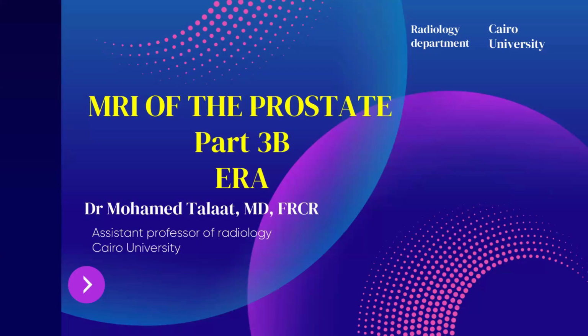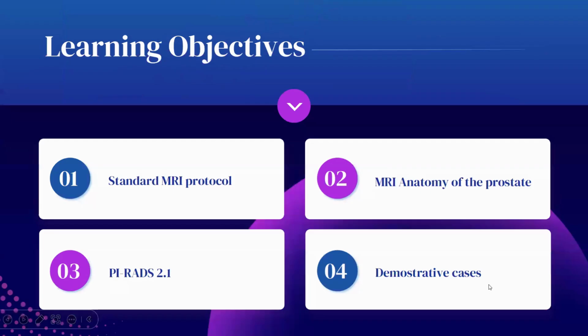Today, inshallah, we have the third part, 3B, of our course, MRI of the prostate. In the last sessions, we discussed the standard MRI protocol and the second part, MRI anatomy of the prostate. In part 3A, we started to focus on the peripheral zone lesions. Today, inshallah, we will focus on the transitional zone, part 3B. And we will end our course with our demonstrative or practical cases.